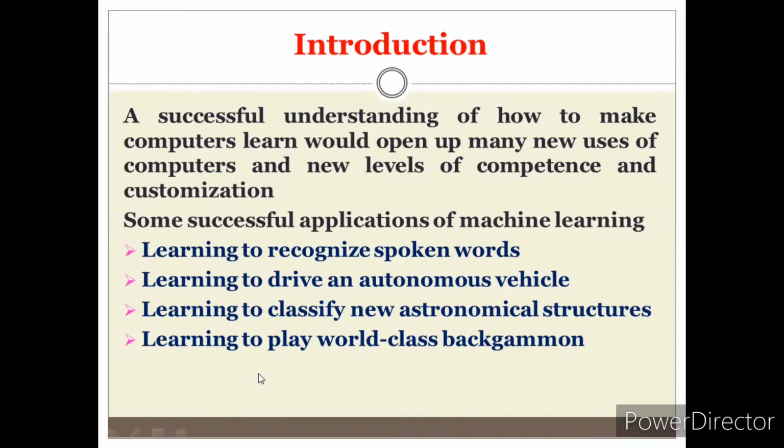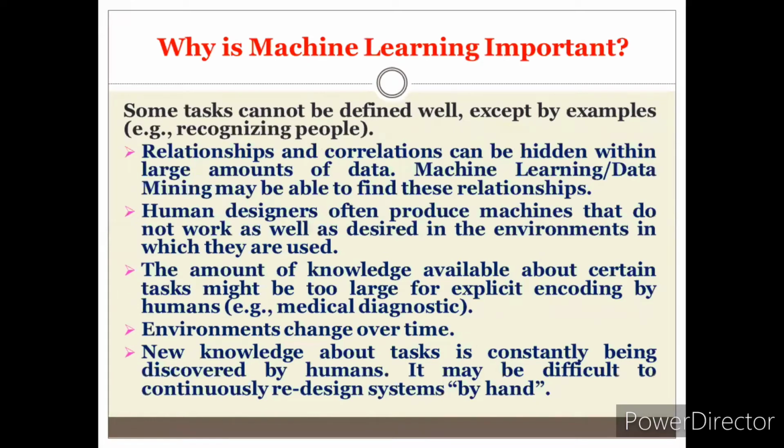Okay, that's one way of learning, self-learning, or you have to give a database to that particular computer, and through that database it learns and performs the operation there. So some tasks cannot be defined well except by examples. There are so many tasks which cannot be defined, so they can be learned from its own experiences. Relationships and correlations can be hidden within a large amount of data. So machine learning and data mining may be able to find these relationships. In that, learning of data mining plays a crucial part.